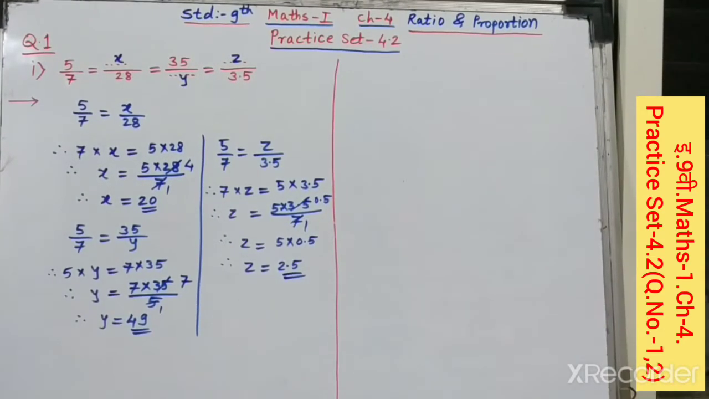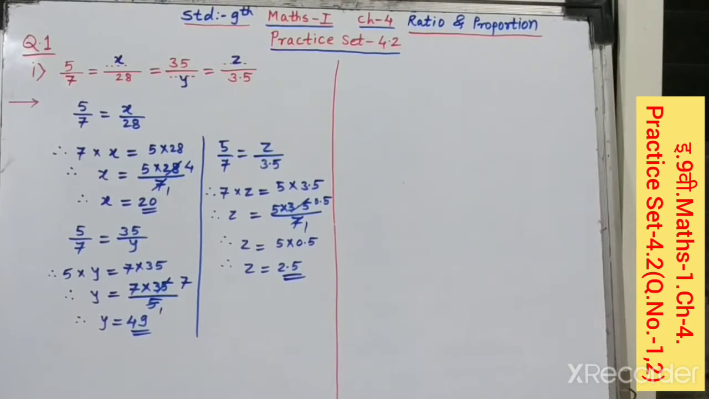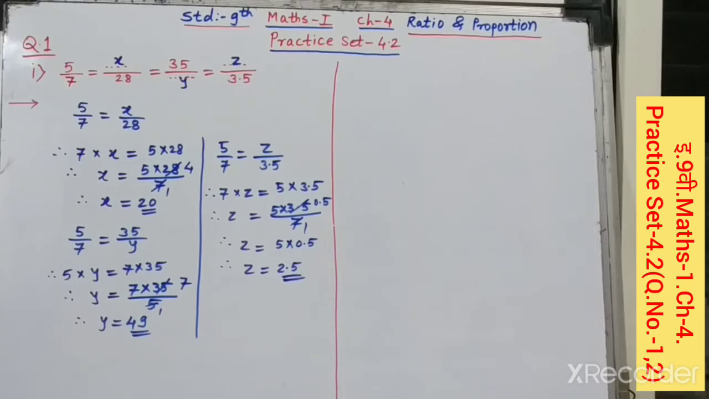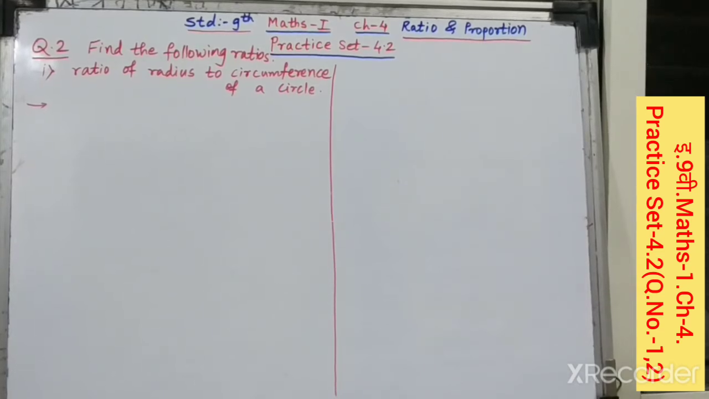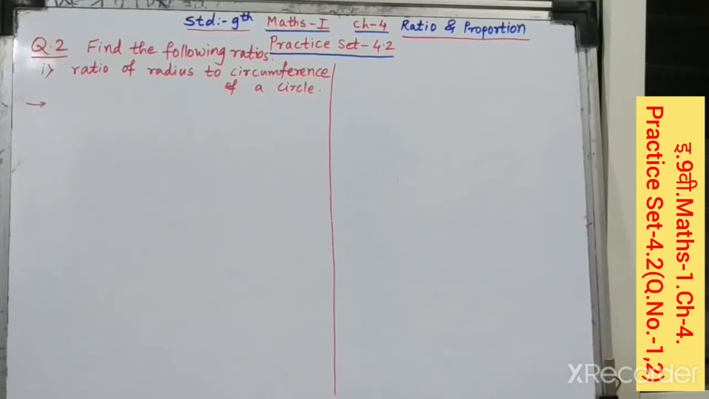So in this way you can solve the second example similar to this example. Now let us learn the second question from practice set 4.2. Find the following ratios. First example is ratio of radius to circumference of a circle.